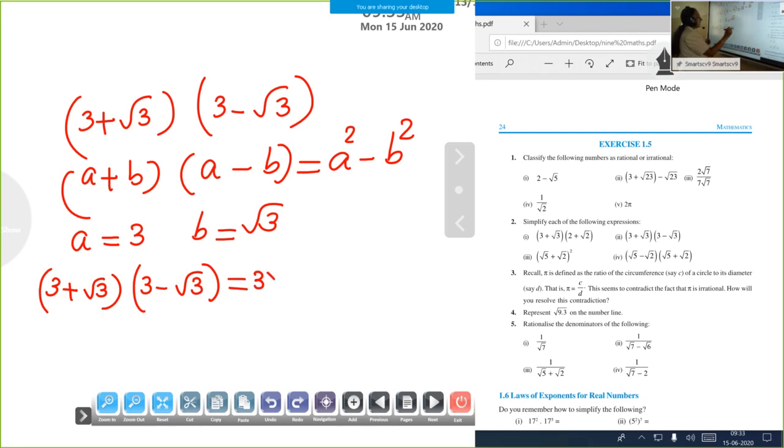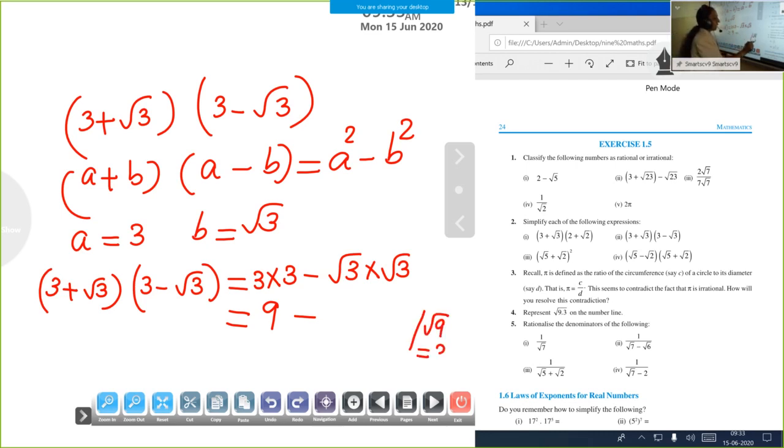A square is 3 into 3, minus b square, root 3 into root 3. Then multiply. 3 into 3 is 9 minus, what is the value of root 3 into root 3? We know that root 3 into root 3 is root 9. The value of root 9 is 3. So we can write over here 3. So what is the value of 9 minus 3? It is 6. Hope this section is clear for you.